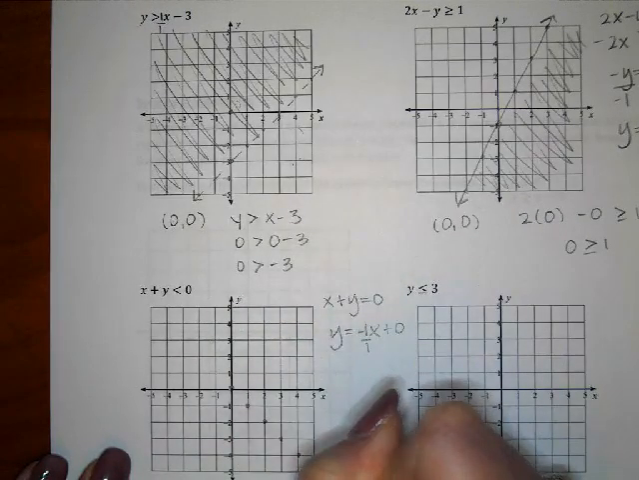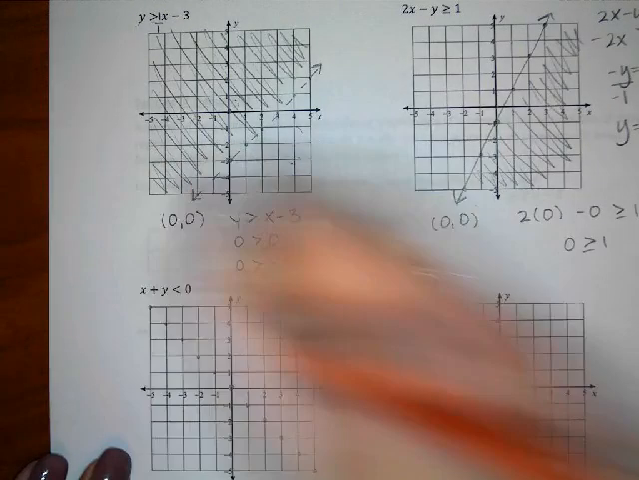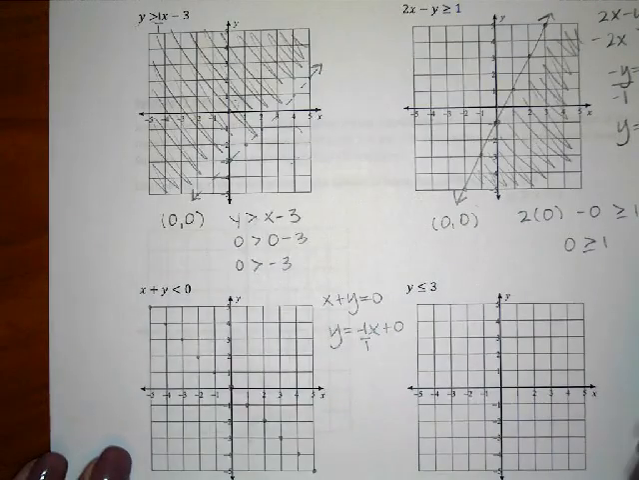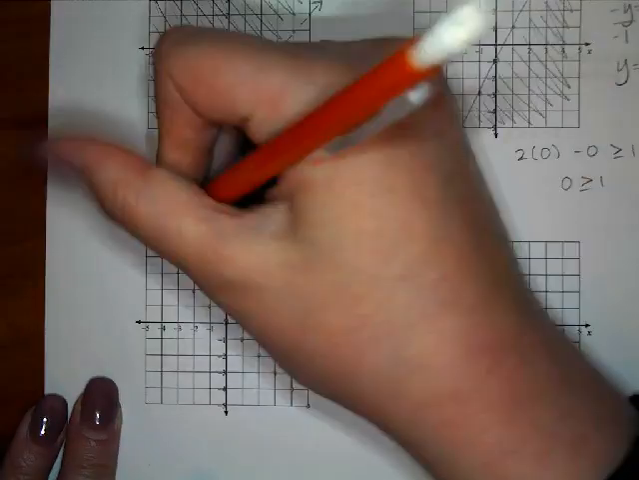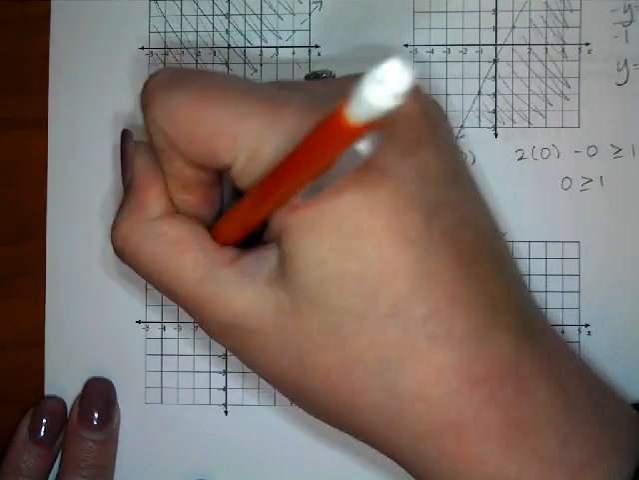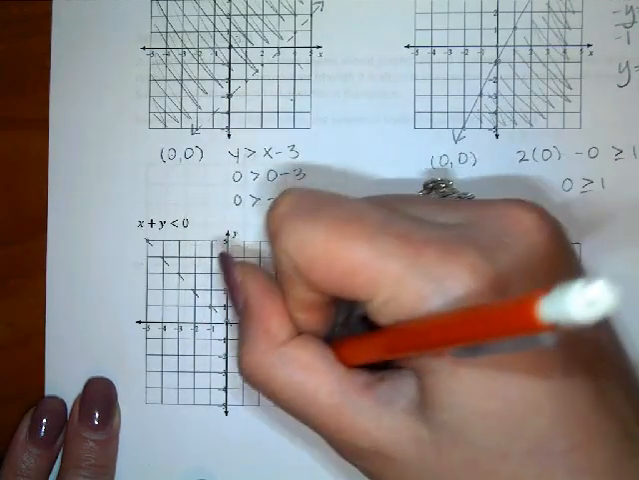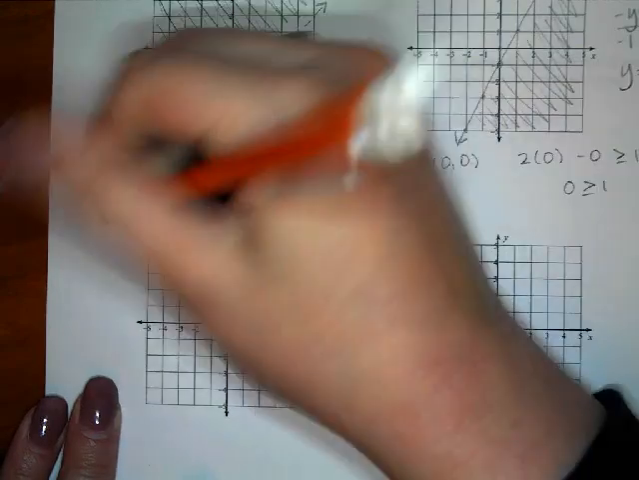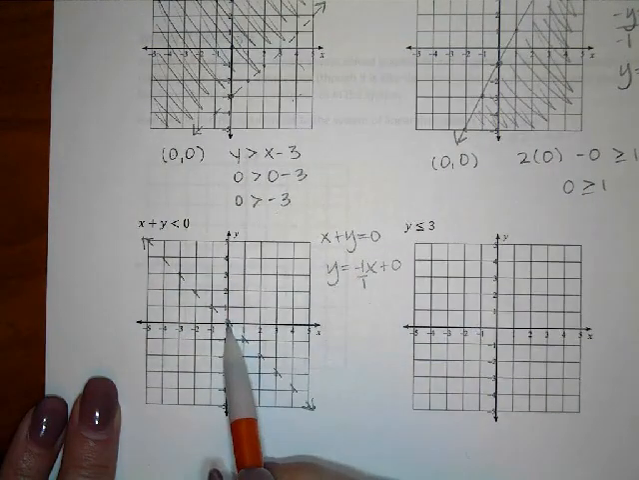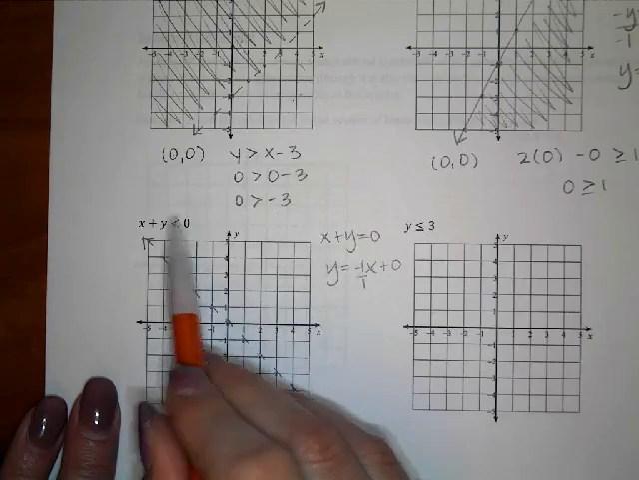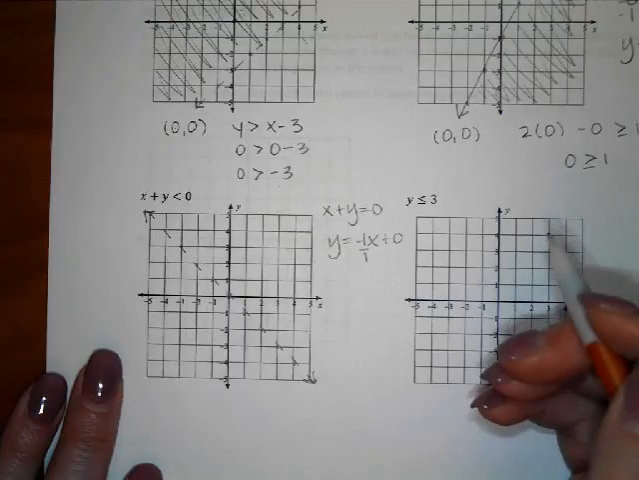I wanted to do this specifically so that for one of these example problems, we could not plug in 0, 0 as our test point for our shading. So this one, we can't use 0, 0 to decide where to shade because 0, 0 is on the line. And so you wouldn't know where to shade if it was true or false. We know 0, 0 is going to be false because this says less than. It doesn't say less than or equal to. So this is a dotted line, and the points on the line are not solutions.